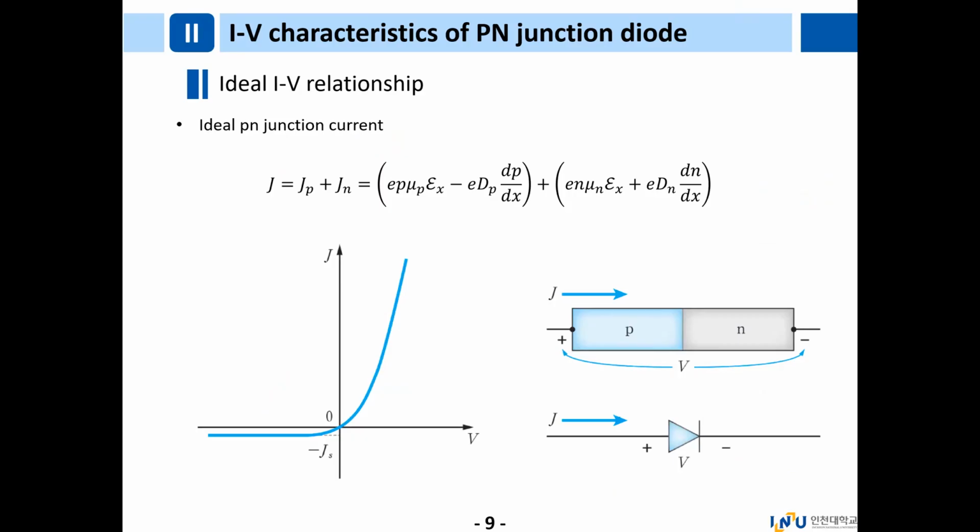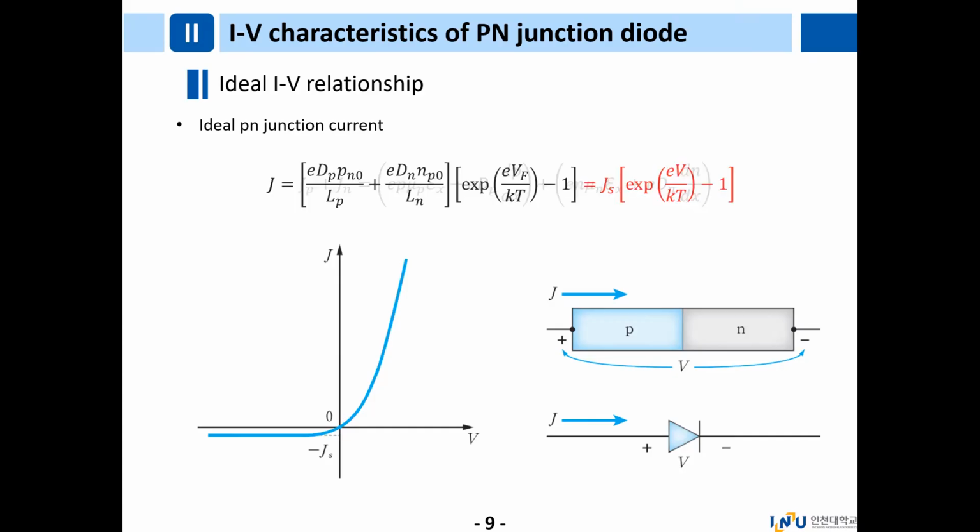Now, if you add up all the obtained values, you can get the total current density. This current density is constant over the entire PN junction diode, the ideal IV relationship. At this time, in the case of reverse bias, minus VR can be applied as it is instead of VF.